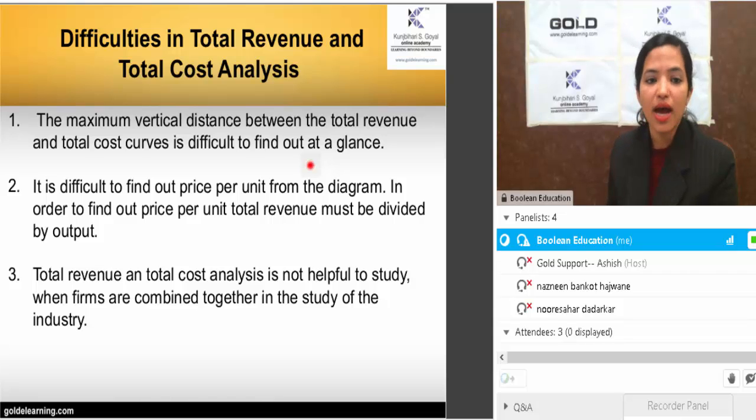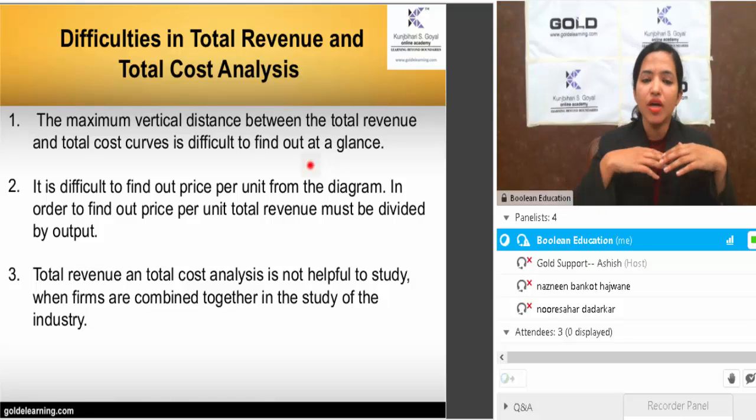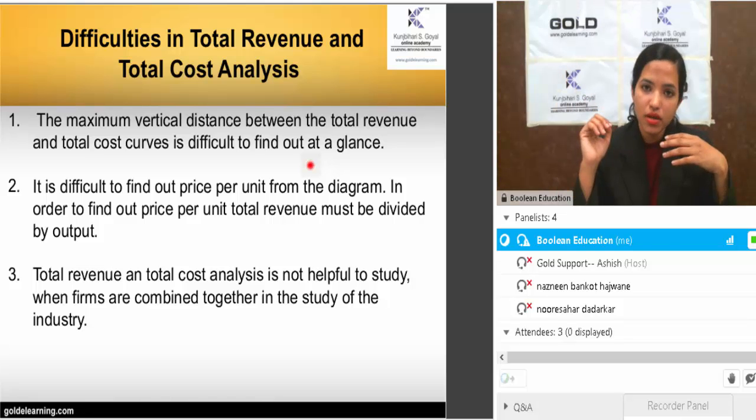Total revenue and total cost analysis is not helpful to study when firms are combined together in the study of an industry. So this particular method can be useful to study one firm. But when we are studying the industry's demand, industry's cost, industry's profit, then this method will be difficult because, just think, there are hundreds of industries, right?